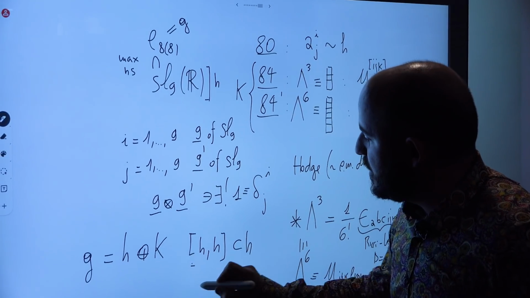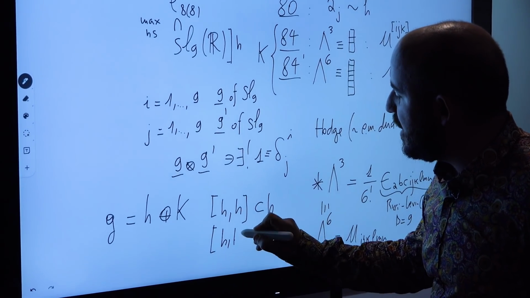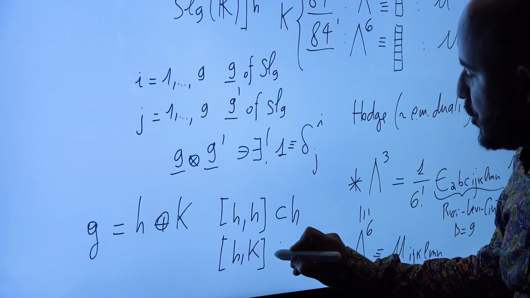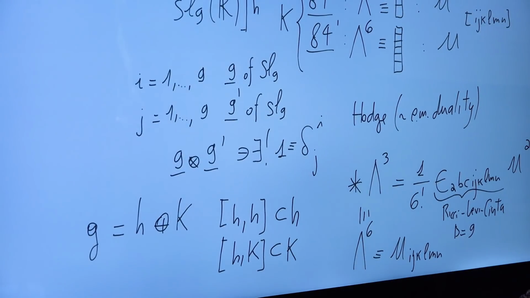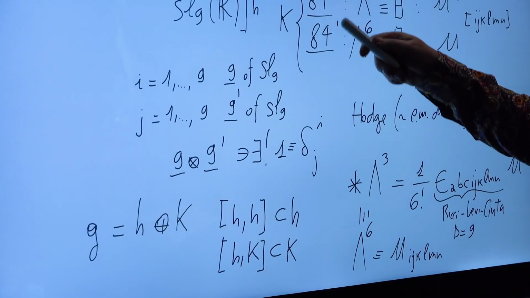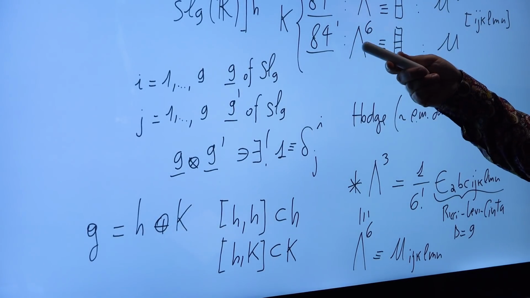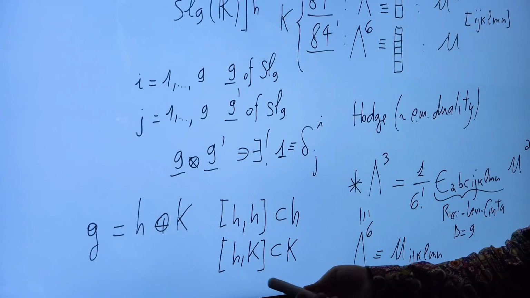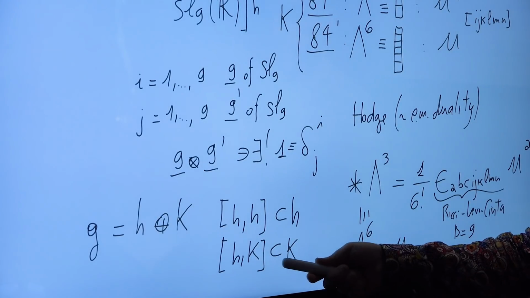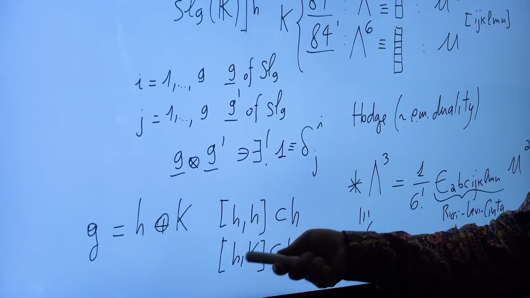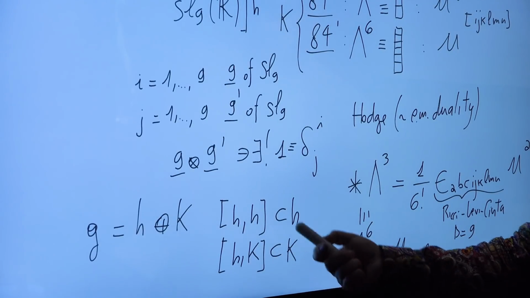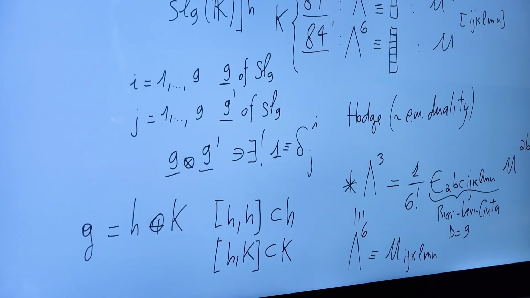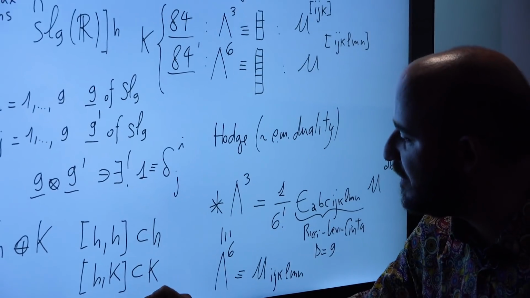Then we can study the commutators of H with K, and this also in general will be inside K, simply because K, 84 plus 84 prime, is in this case a reducible representation space for SL9. This means that this symmetry acts on K, but K is a representation space, so it's a linear representation space of H. It's nothing but this triviality.